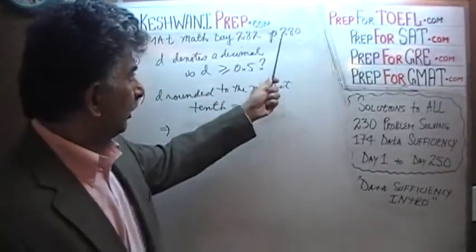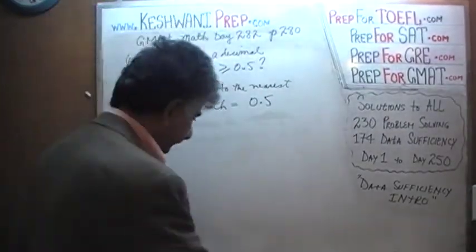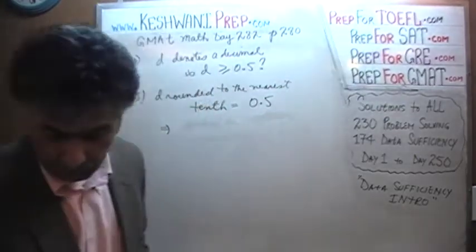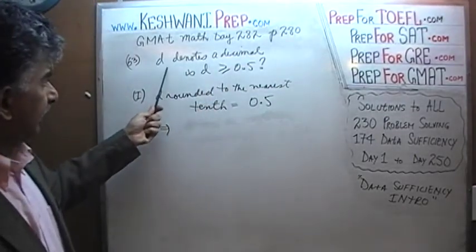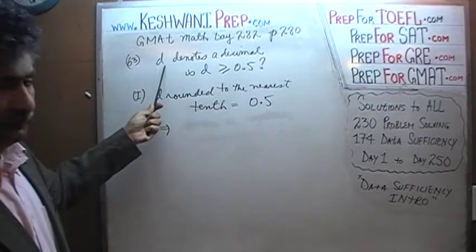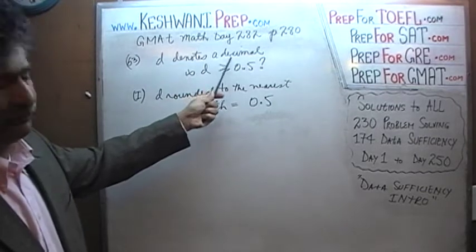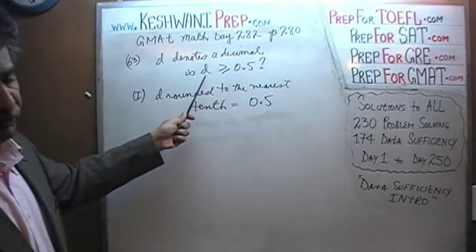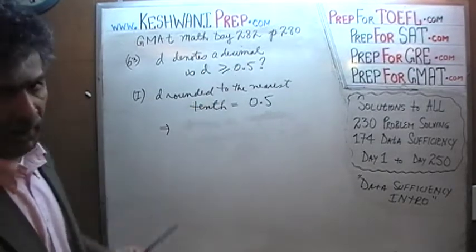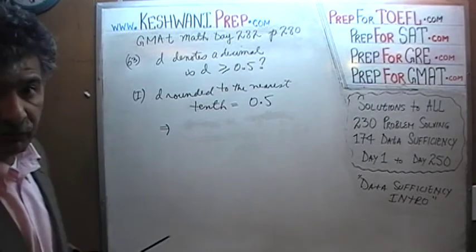Please turn to page number 280, the very first problem in the second column. Problem number 63. We are being told that we have a symbol D that denotes a decimal. The question simply is, is this decimal more than or equal to half? Let's see what they tell us in the first statement.